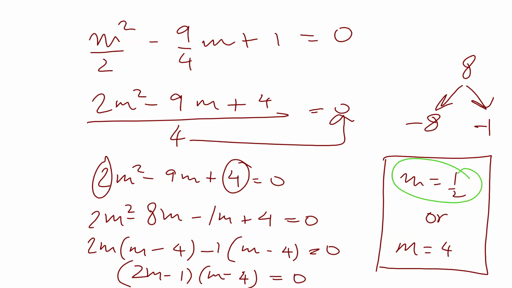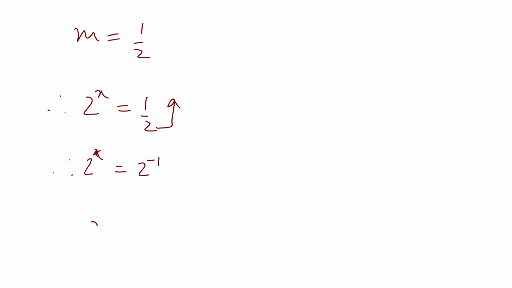So since m equal to half, therefore 2 raised to x equal to half. Take this 2 on the numerator. So 2 raised to minus 1. So x is equal to minus 1.